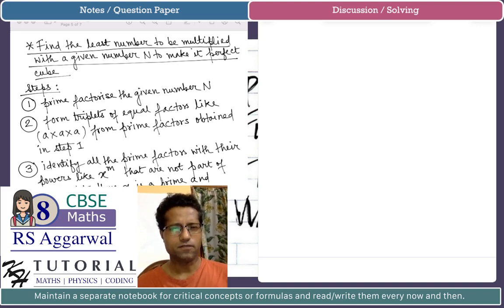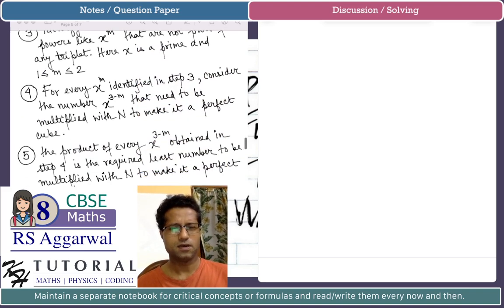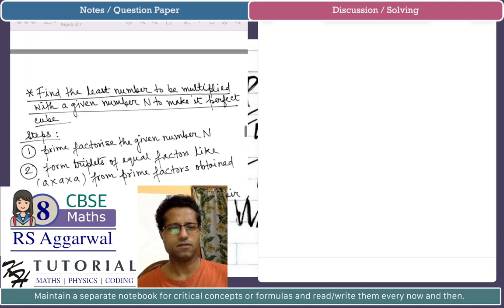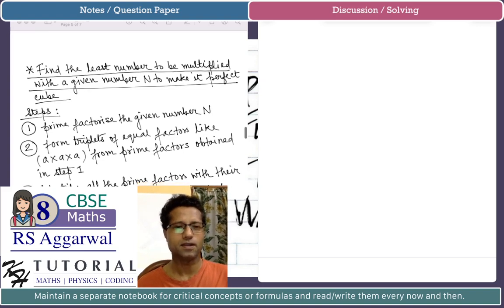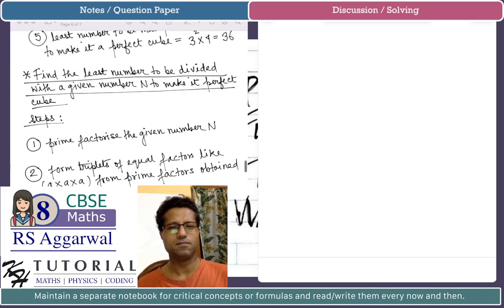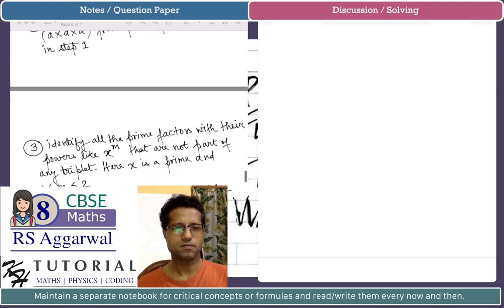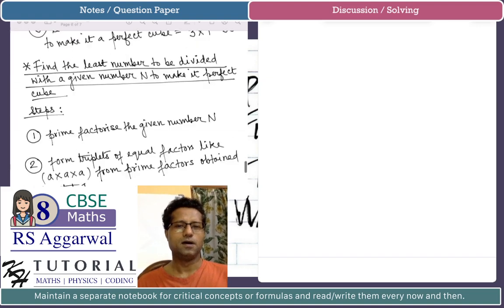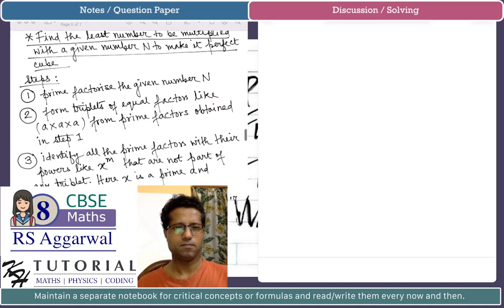There are a few steps, there are 5 steps. So this is one very typical pattern of problem, to find the least number that needs to be multiplied with a given number n to make it a perfect square. And the second typical problem is to find the least number by which a given number n is to be divided to make it a perfect square. We will understand this by solving a problem.